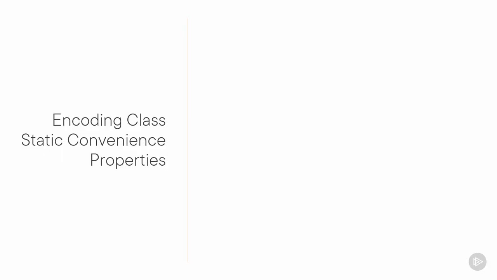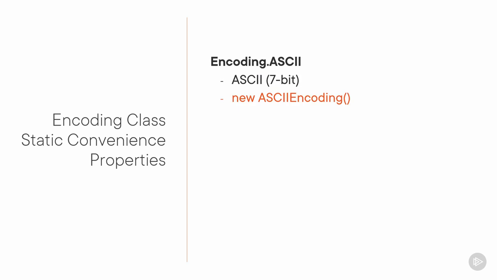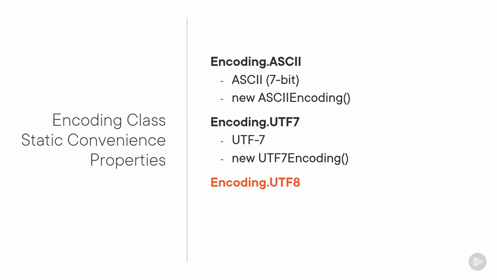One way to get instances of the Encoding class is to make use of the Encoding class's static convenience properties. These properties essentially return configured encoding types. For example, there's a static property called ASCII of the Encoding class. This represents ASCII 7-bit encoding, and this property will return an instance of the ASCII encoding class. There's also the UTF7 static property. As its name suggests, this represents UTF-7, and this will return an instance of the UTF-7 encoding class.